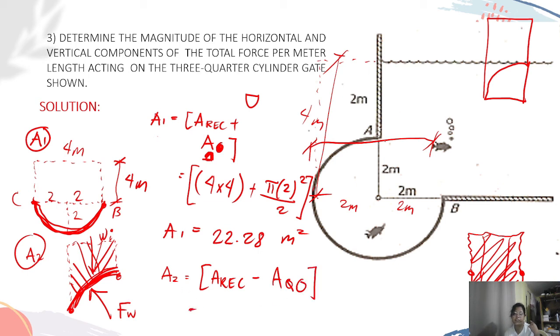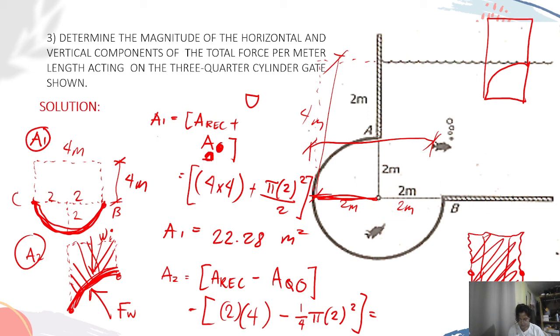Where the area ng rectangle mo is this part, so 2 meters by the height is 4 meters minus the anong area ng quarter circle? That is 1/4 pi r squared. So, 2 yung radius. So, makukuha na natin agad na yung area 2 is 2 by 4 minus pi over 4 by 2 squared. And the answer is 4.86 square meters. So, save ko siya.